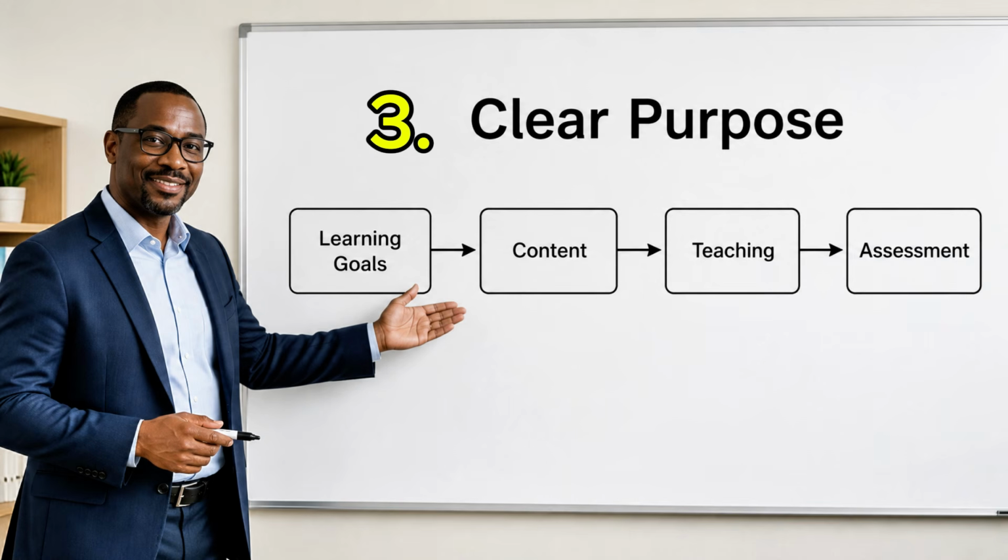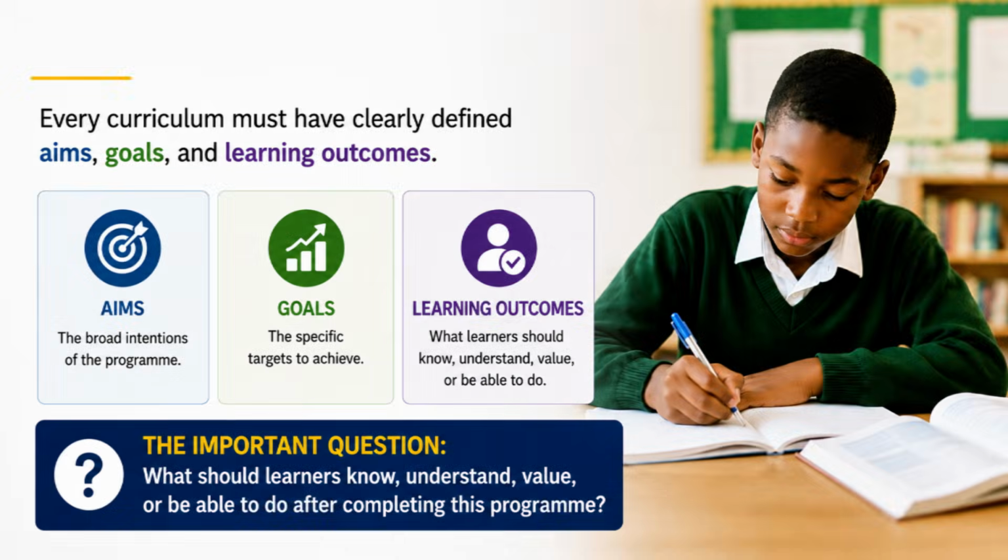The third principle is clear purpose. Now, every curriculum must have clearly defined aims, goals, and learning outcomes. Curriculum developers must be able to answer one important question: what should learners know? What do they need to understand? And what do they need to be able to do or to value by the end of this program, you see. Clear outcomes will help to guide the selection of content, teaching methods, resources, and assessment. Without clear goals, teachers may cover many topics without producing meaningful learning for these learners. That is why it is very important to have a clear goal.